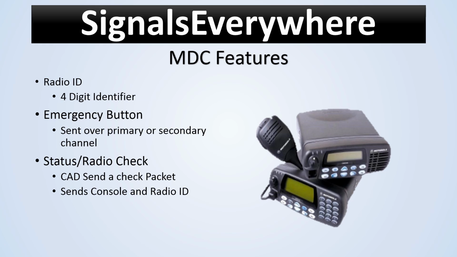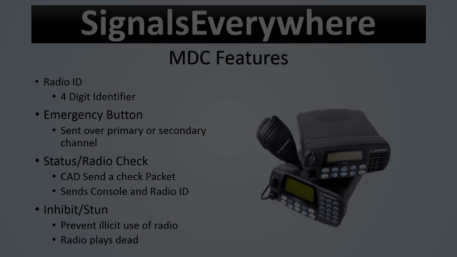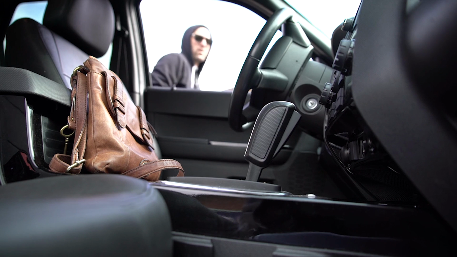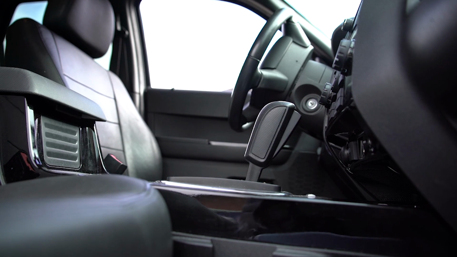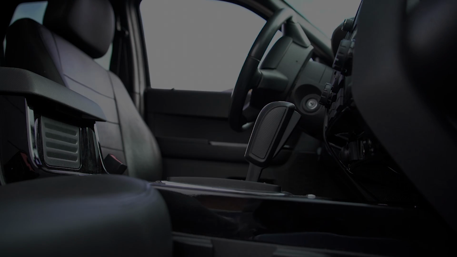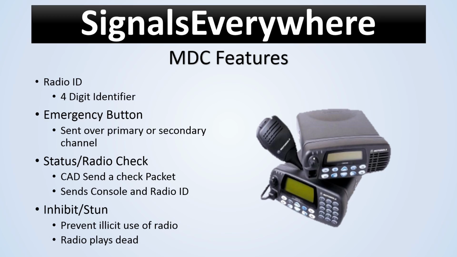However, in the case of a police department or a fire department or something of that nature, let's say a radio was stolen from that department. This could have many potential drawbacks, such as a criminal being able to listen in to exactly what an officer is doing, as well as interrupt that officer's communications with dispatch. In order to mitigate this problem, MDC has something known as selective inhibit or stun.